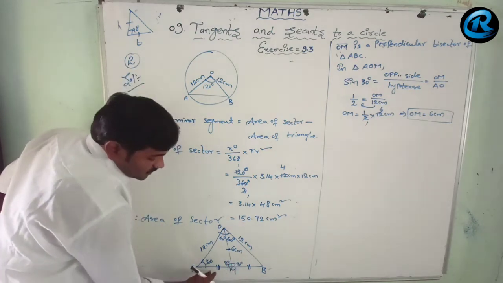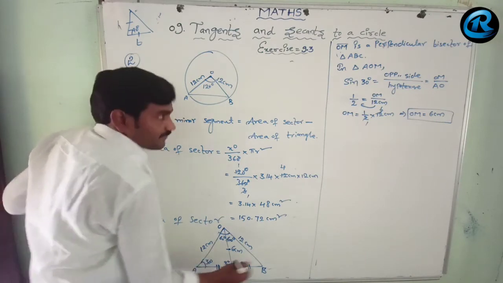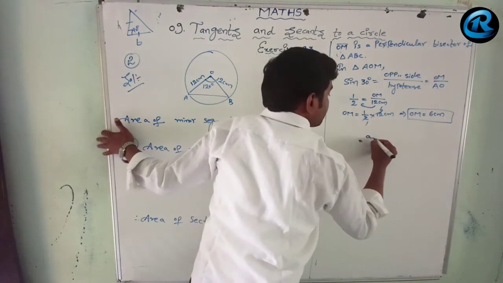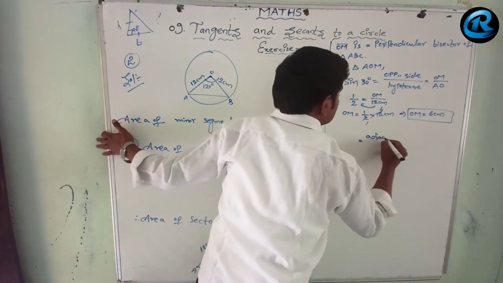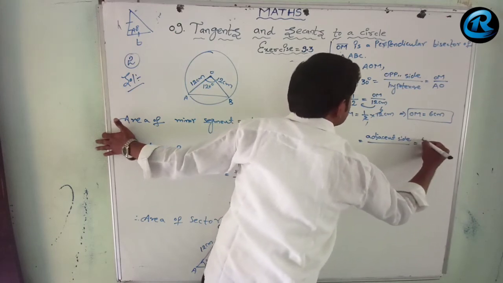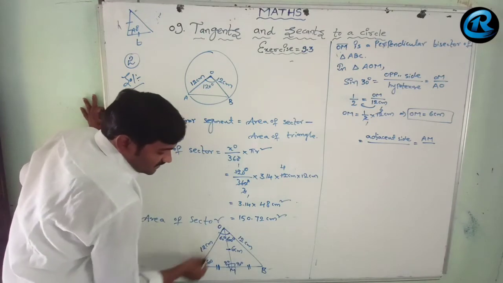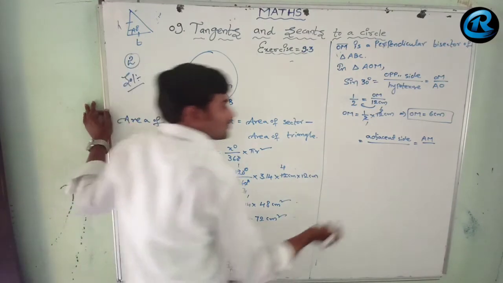So now we will find out AM. See, for this 30 degrees, this side is known as the adjacent side. The adjacent side is AM, and what is the hypotenuse?